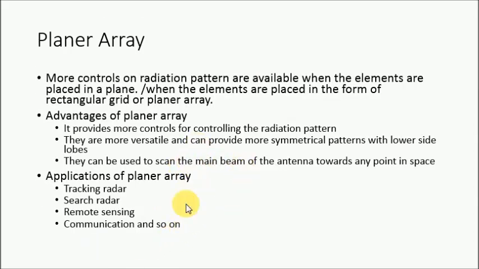In the previous lectures, we have studied the linear array, where the elements of the array are placed along a line. But by changing the excitation amplitude and phase or the spacing between the elements, the radiation pattern can be controlled to a greater degree. More control over the radiation pattern can be achieved when the elements are placed in a plane, in the form of a rectangular grid or planar array.